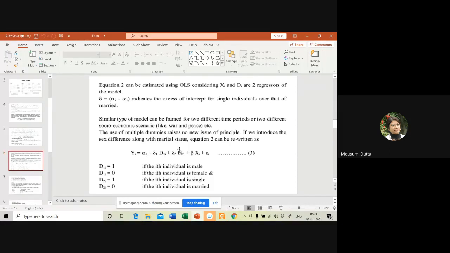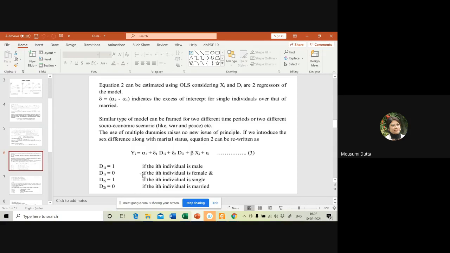If I put d2i is equal to 0 when d1i is equal to 1, I'll get the intercept alpha 1 plus delta 1. If I put d2i is equal to 1, however d1i is equal to 0, I'll get the intercept alpha 1 plus delta 2. If I put both d1i, d2i is equal to 0, that means if I write the equation for the female married, in that case the intercept will be alpha 1. So for the female married, the intercept will be alpha 1.